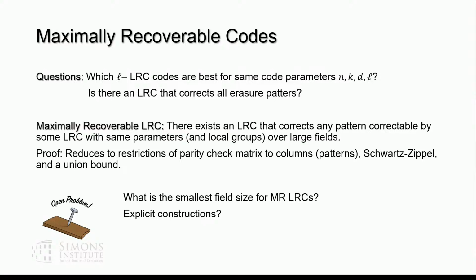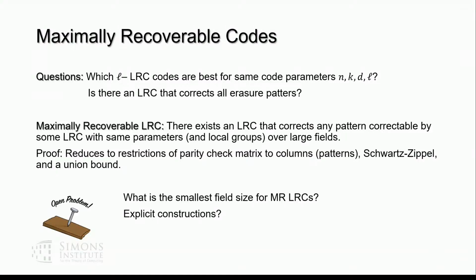Now, another question that people ask when they think about LRC codes is, among all LRC codes that have the same parameters, which ones are better? There are some that correct some erasure patterns, some that correct other erasure patterns. Is there a code that corrects all possible correctable erasure patterns? Such a code is called a maximally recoverable code. And it turns out that such things do exist. So maximally recoverable codes exist.